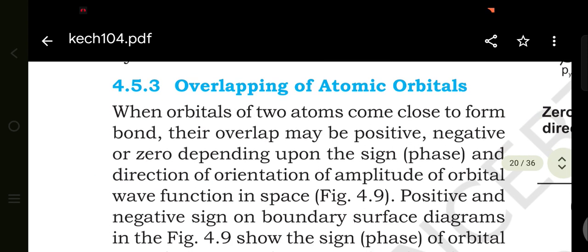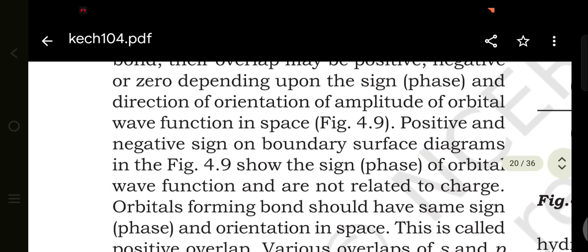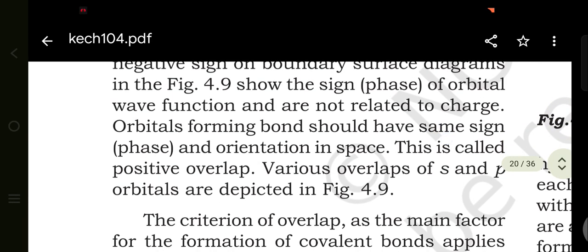Overlapping of atomic orbitals. When orbitals of two atoms come close to form a bond, their overlap may be positive, negative or zero, depending upon the sign of the phase and the direction of orientation of amplitude of the orbital wave function in space. Positive and negative signs on boundary surface diagrams show the sign of the orbital wave function and are not related to charge. Orbitals forming a bond should have the same sign, phase and orientation in space. This is called positive overlap. Various overlaps of s and p orbitals are depicted here also.